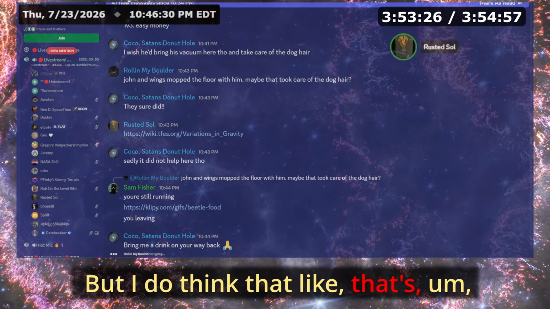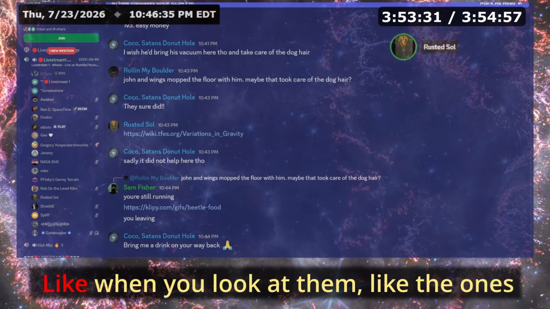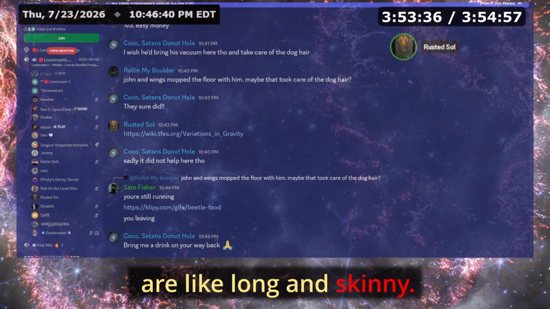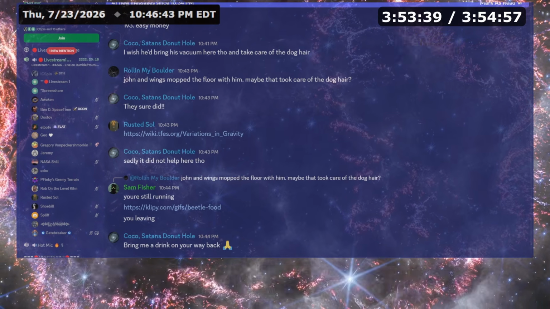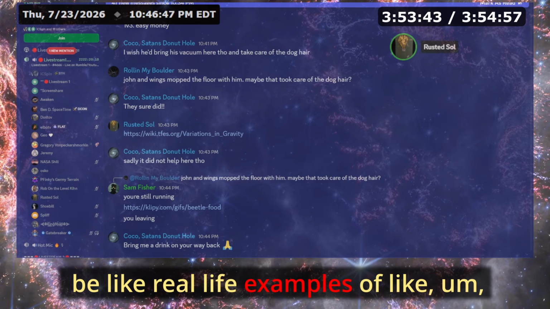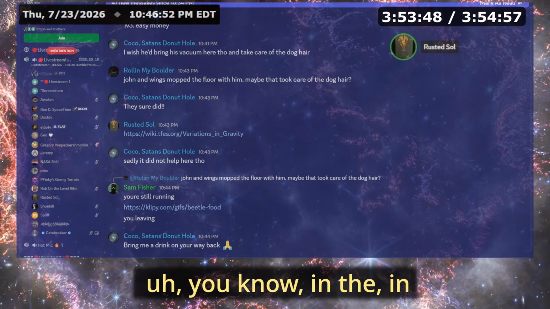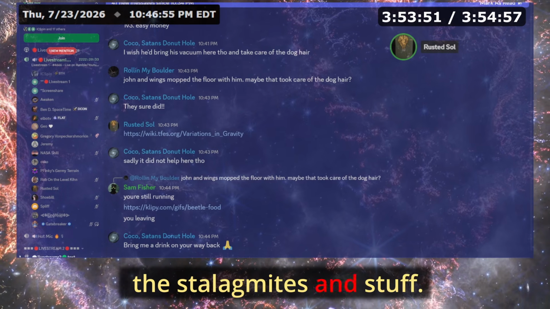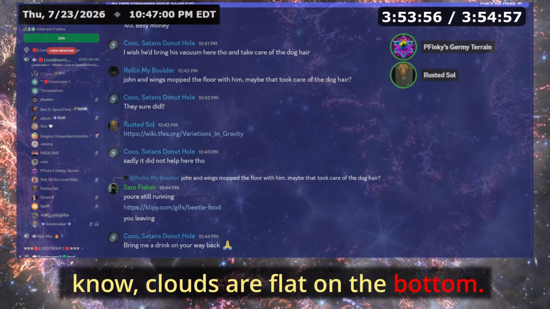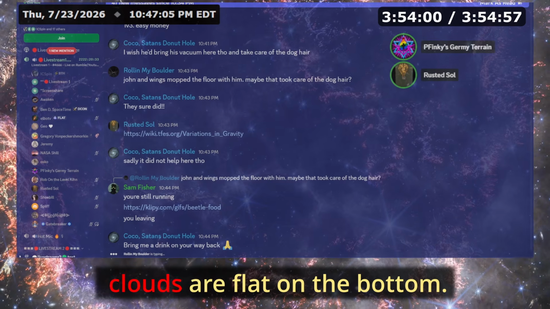But I do think that's talking about mountains and stuff, like stalagmites and stalactites. When you look at them, the ones coming off the ceiling are long and skinny, and the ones coming up are short and fat, kind of. I'm like, oh shit, that could be real life examples of Earth moving upward, like in the stalagmites. And then also the flat clouds. Clouds are flat on the bottom, most of them, not all of them, I know, but most of the time when I'm looking up at the sky, clouds are flat on the bottom.